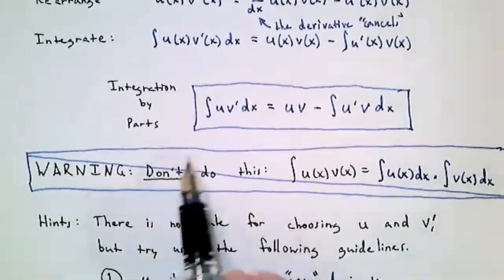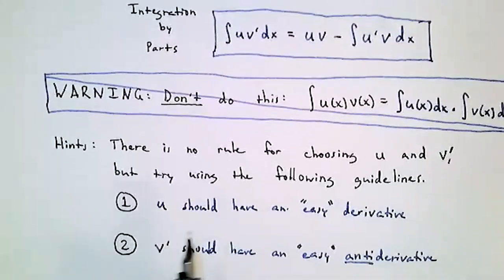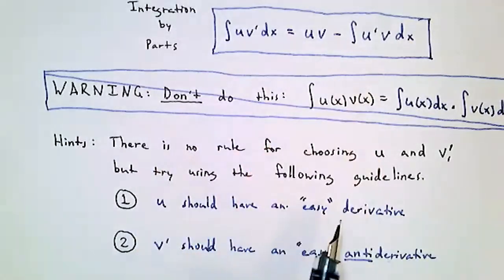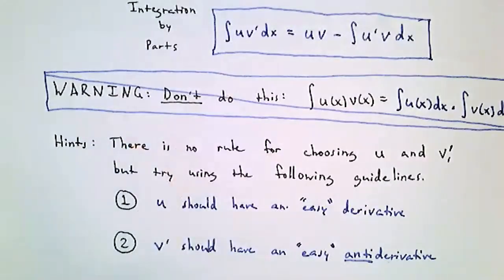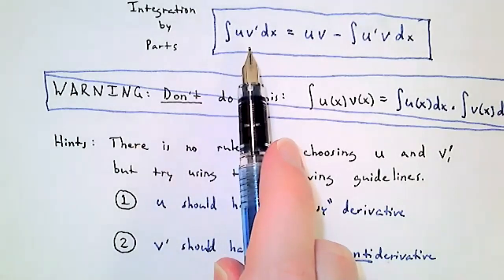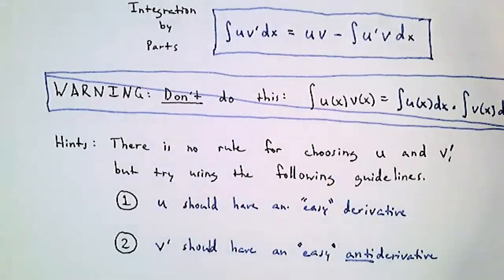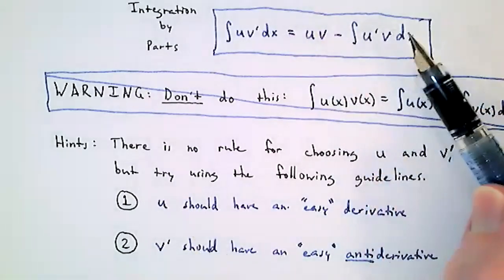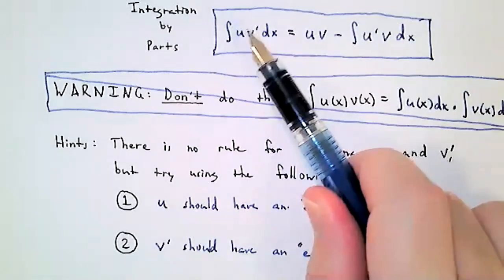So I gave you some hints on how to choose u and v, or really choosing v prime in your original integral. And the guidelines were these. u should have an easy derivative. So we're going to eventually take a derivative of u. That means it should have an easy derivative that's simpler than what you started with, or at least that's the hope. And then v prime should have an easy antiderivative that's hopefully not any more complicated than what we started with, or at least not very much. And if you make smart choices for u and v prime, this integral over here should be easier than the integral that you started with.